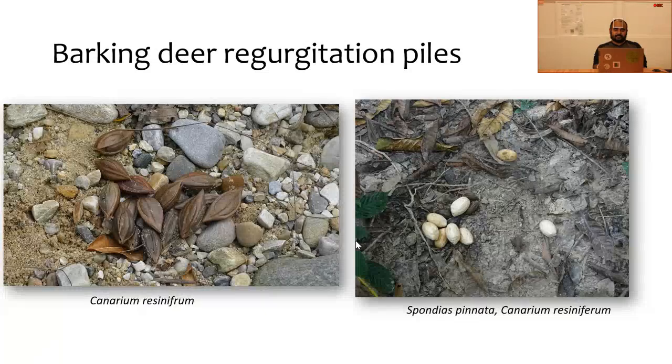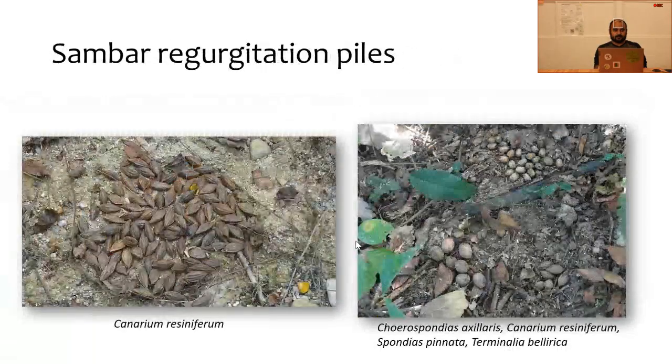So this is the barking deer regurgitation pile. In one regurgitation pile you will find a very low number of seeds, but not below the parent tree. You will find them away from the parent tree. That's when you will be sure. Sometimes you will find two or three types of seeds in one place. That's also possible. This is somewhere where you will find lots of seeds in one place, and I have found as many as 5 different seeds in one seed pile. So that's pretty cool.